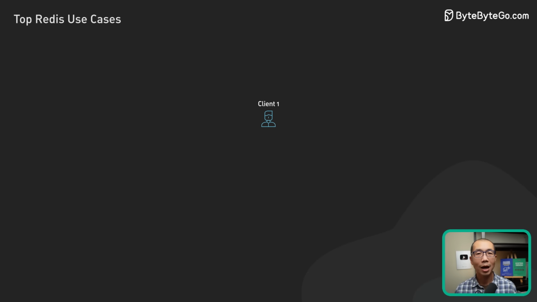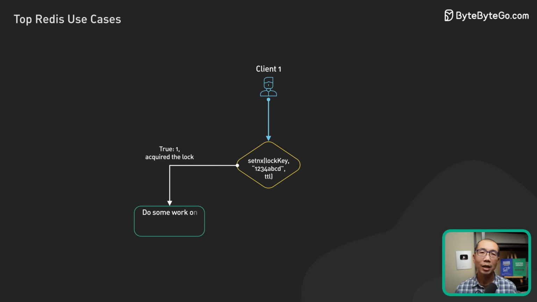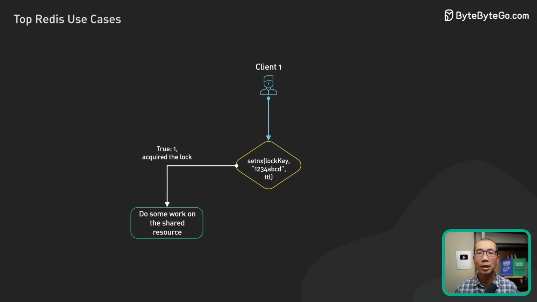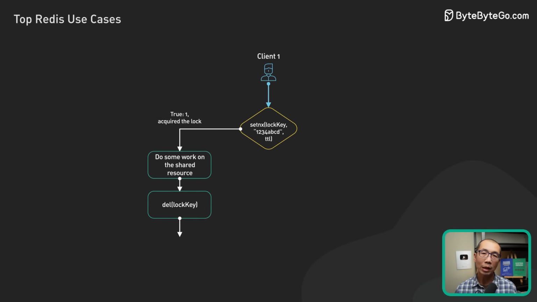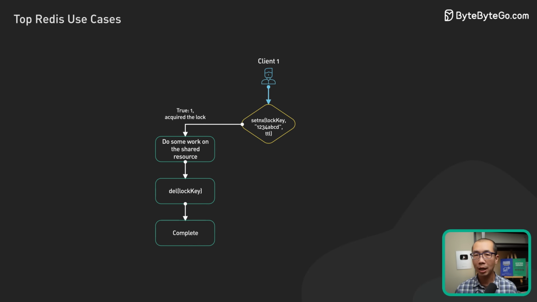Here's how it works at a high level. Client 1 tries to acquire the lock by setting a key with a unique value and a timeout using the SETNX command. If the key was not already set, the SETNX command returns 1, indicating that the lock has been acquired by Client 1. Client 1 finishes its work and releases the lock by deleting the key.